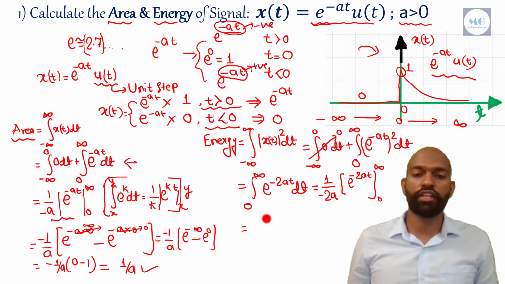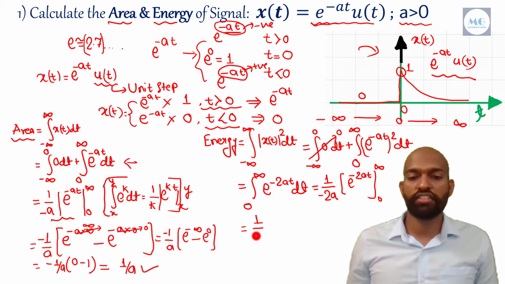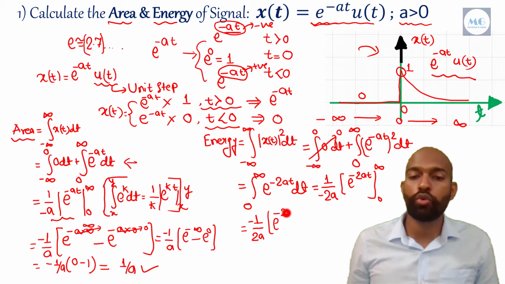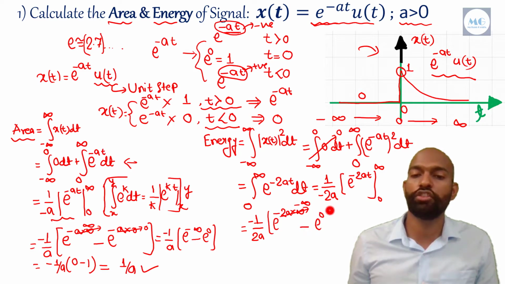And similar to the calculation of area, what is the value of this? Minus 1 by 2a, e to the power minus 2a into infinity, which will ultimately become minus infinity, minus e to the power 0. So what is the value of this?